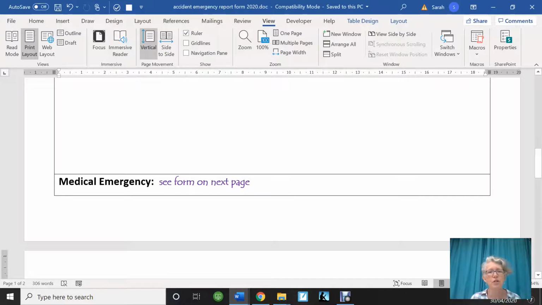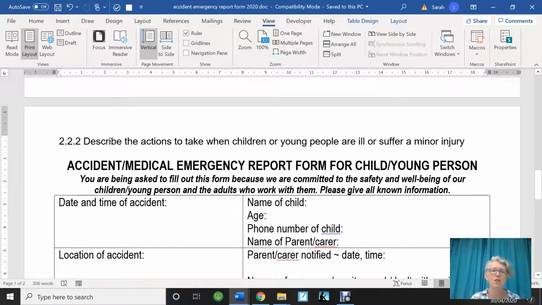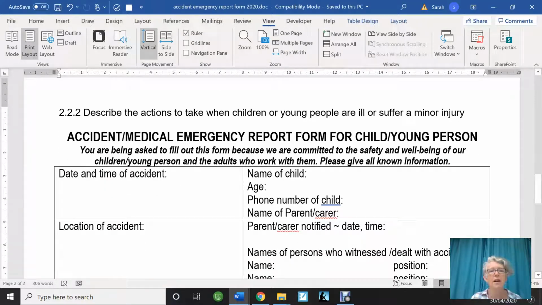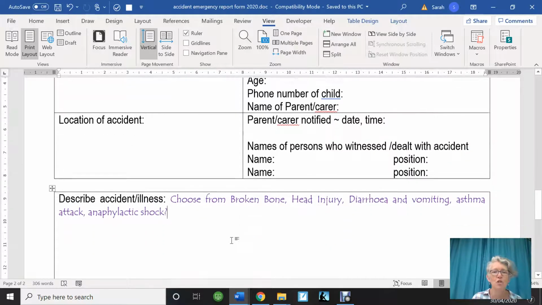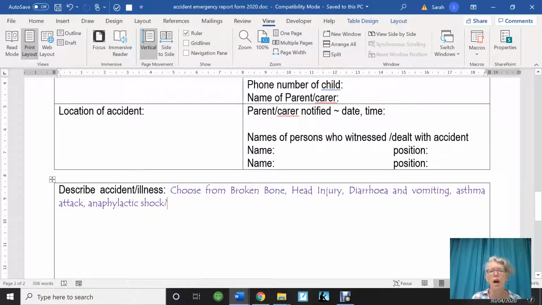And to do this one, you need to do the form on the next page. This is a copy of an accident or medical emergency report form. And you need to think of an accident or incident. You can choose from one of these. Just choose one. A broken bone. Did a child fall off the climbing frame and break their arm? A head injury. Again, could be falling off the playground equipment, or two children bumping into each other.